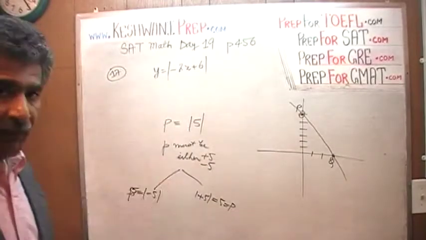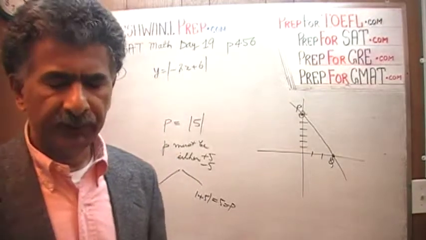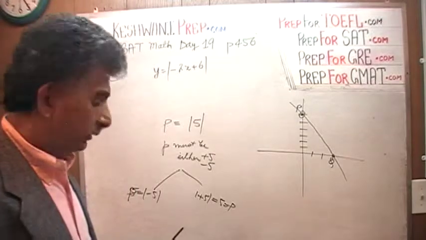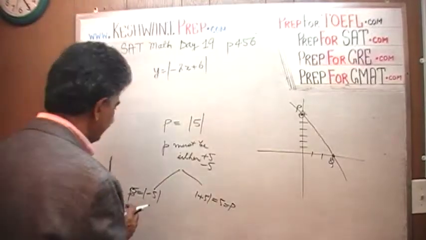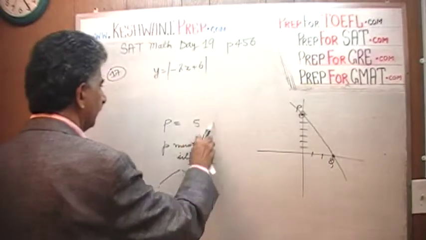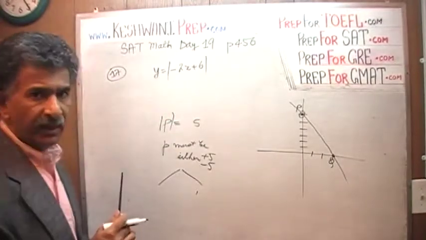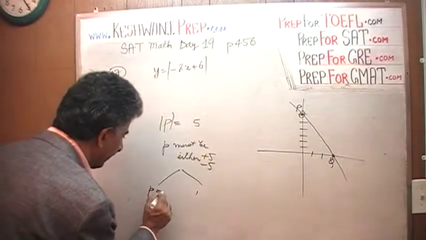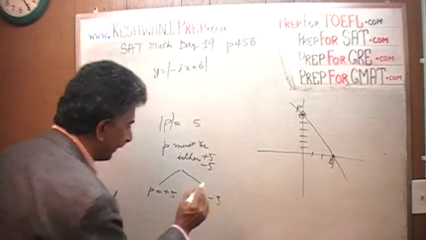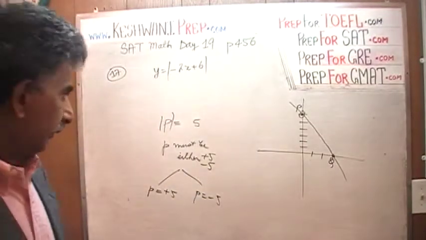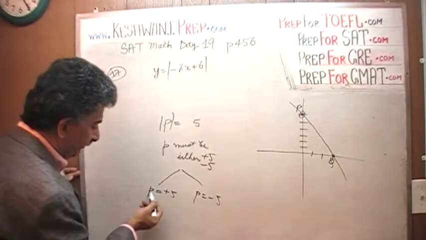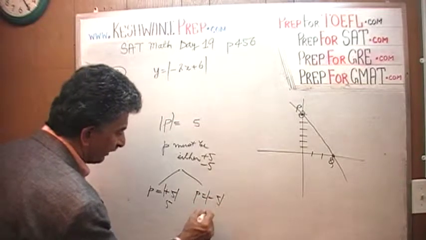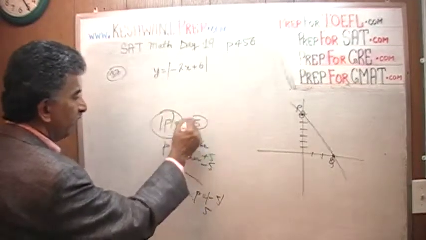So if we know that the absolute value of p is 5, this is not written properly. That's not what I meant to say here. That's not how I meant to write it. If someone tells us that the absolute value of p is 5, p could be either positive 5 or p could be negative 5. You agree? Because the absolute value of p is 5. If p is positive 5, the absolute value is going to be 5. If p is negative 5, the absolute value is going to be 5.